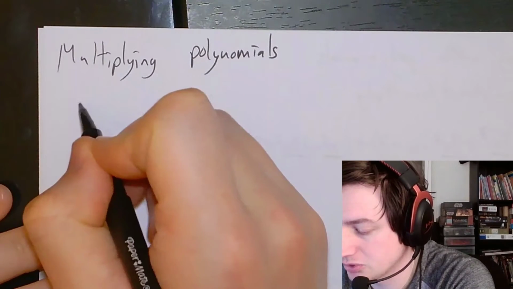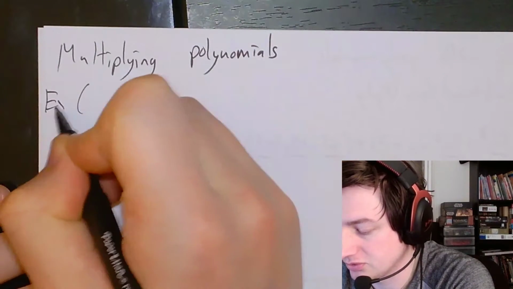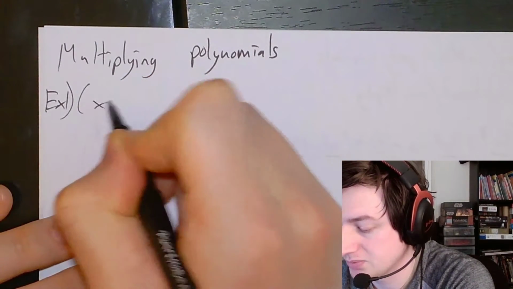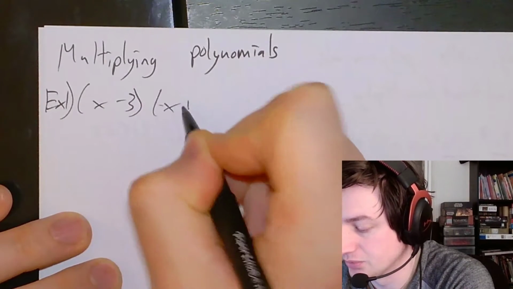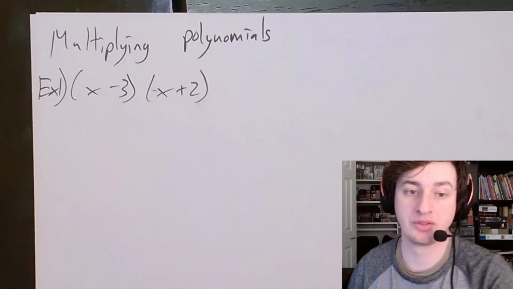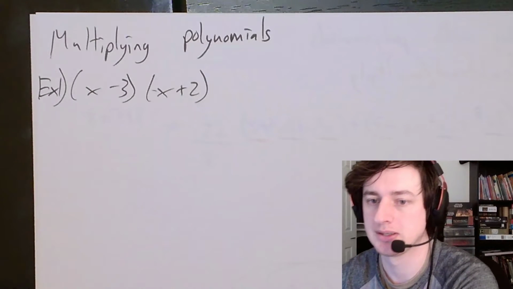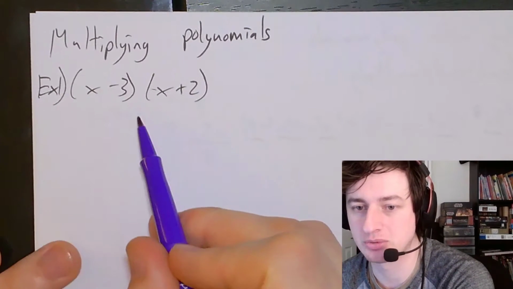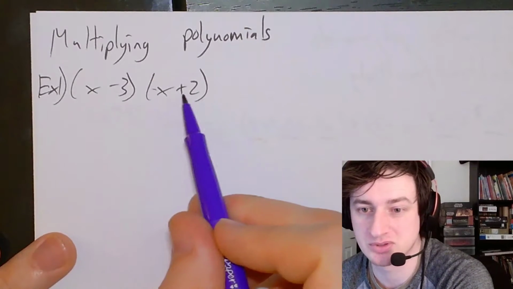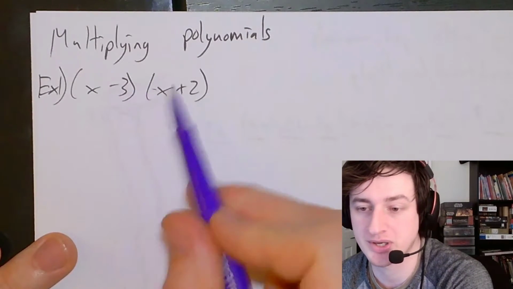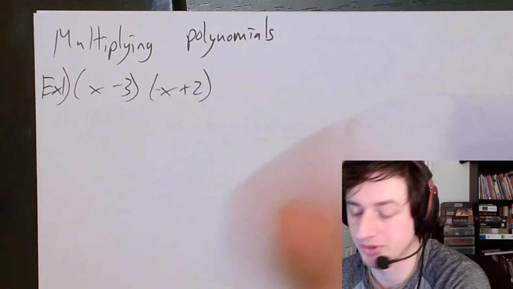So say we wanted to multiply, I guess this is just example one, x minus 3 times x plus 2. This is really review. The multiplication that you're going to be asked to do for this unit is going to be generally larger than x minus 3 times x plus 2. This is going to expand into a quadratic. We're going to be multiplying bigger things together.